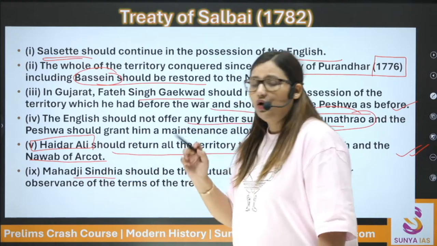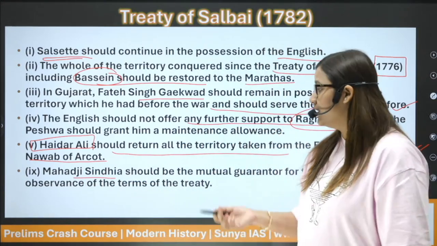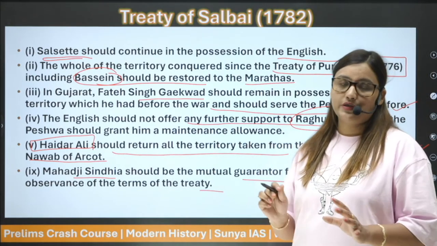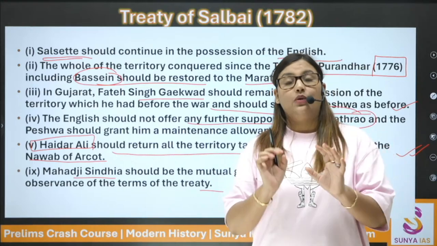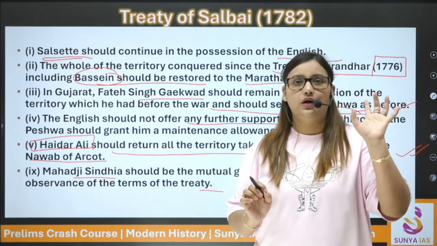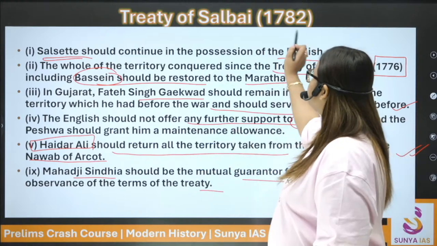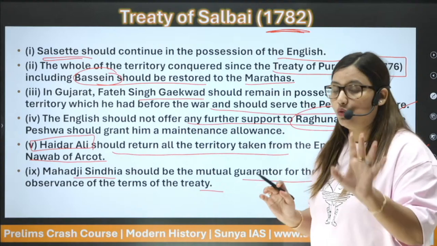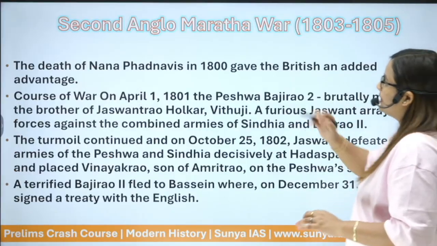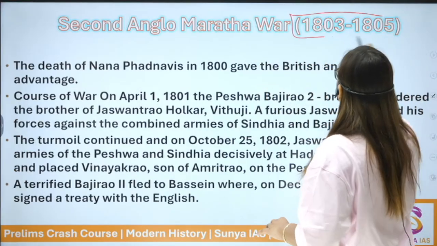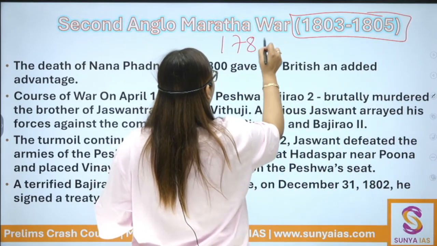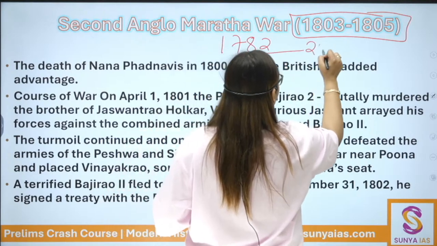Mahadji Shinde was the commander. He should be the mutual guarantor for the proper observance of the terms of the treaty, so that everyone follows this Treaty of Salbai. Now look at the date. Very, very important. Treaty of Salbai in 1782. Remember, 1782, Treaty of Salbai. Second Anglo-Maratha War, 1803 to 1805. Can you see a gap of 20 years?